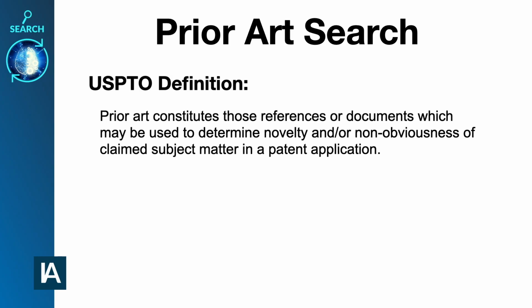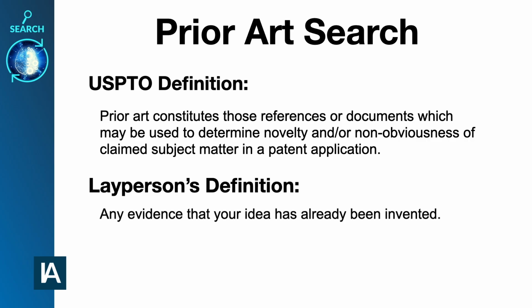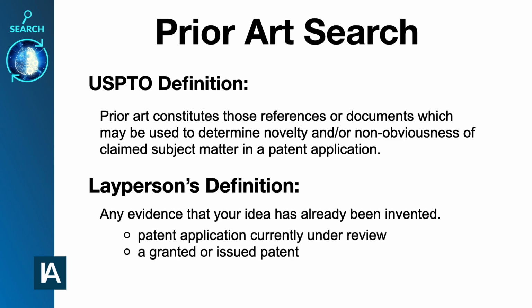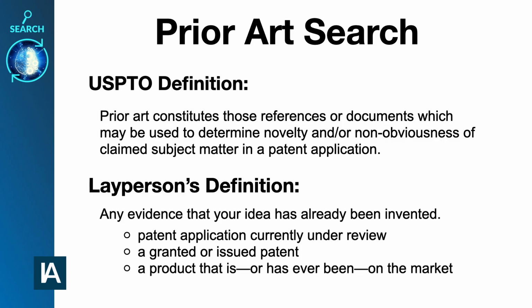According to the USPTO, prior art constitutes those references or documents which may be used to determine novelty and/or non-obviousness of claimed subject matter in a patent application. A layperson's definition of prior art is any evidence that your idea has already been invented. It could be a patent application currently under review, a granted or issued patent, or a product that's already on the market or has ever been on the market.